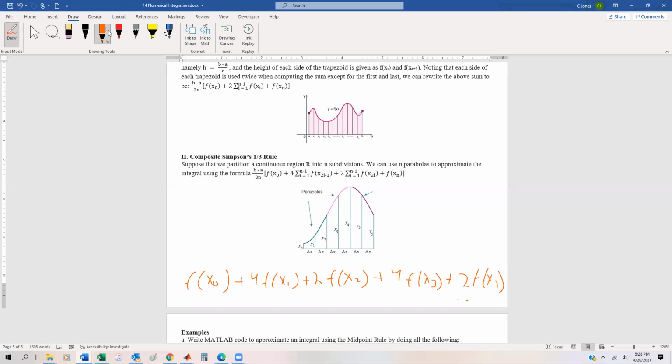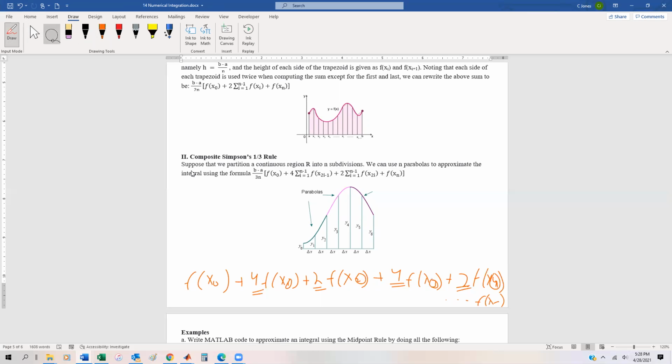By the way, that just keeps going until you get to f of xn. I want you to notice that each of the odd indexes has a coefficient of 4, and each of the even indexes has a coefficient of 2. That can be useful to us if we start out with the odd indexes, multiply those by 4, and just use every other one. Then if we start out with an even index and use every other one, we multiply it by 2. We're basically going to use a division into cases when we tackle this.